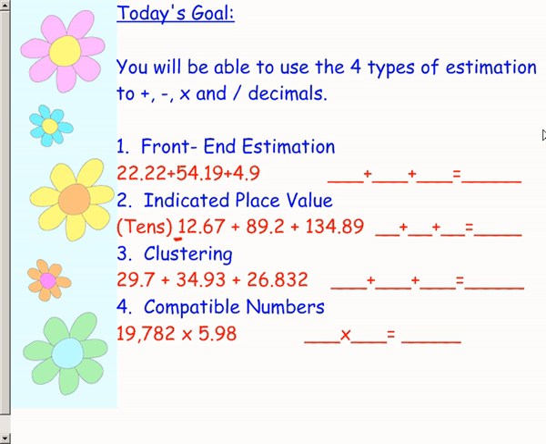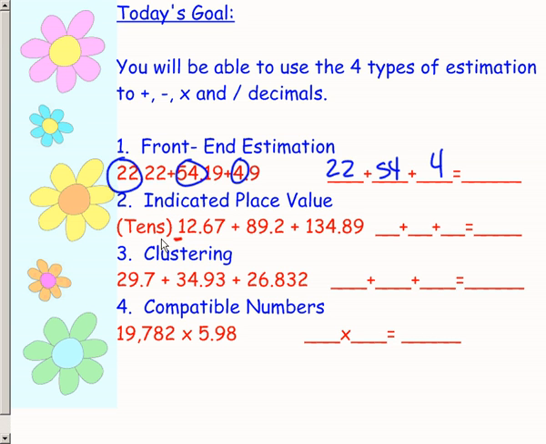All right, so we hopefully have achieved our goal today. We've learned front end, indicated place value, clustering, and compatible numbers. Let's just review really quick. If I want to use front end, I'm just going to add the front before the decimal and do 22 plus 54 plus 4 and get my answer.